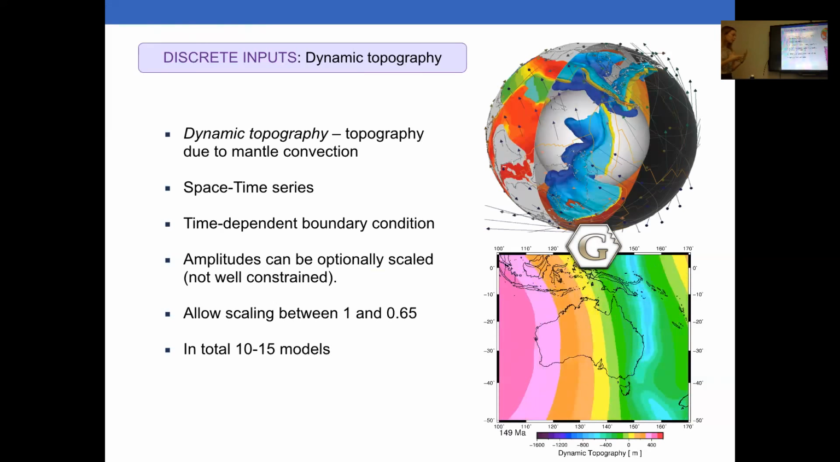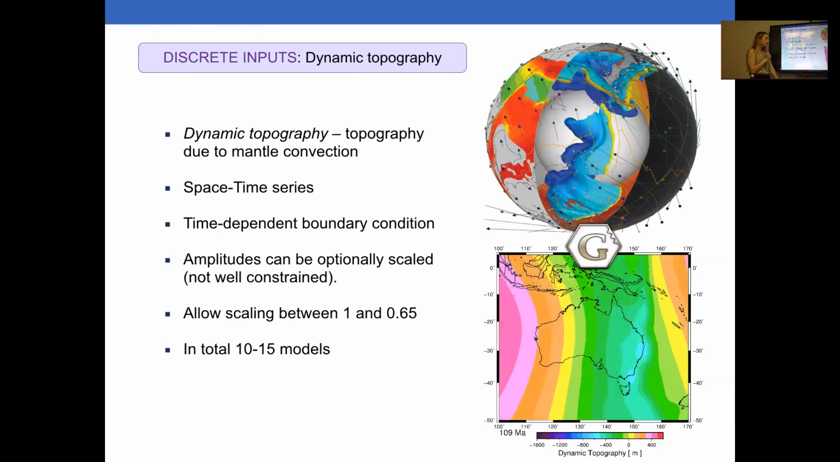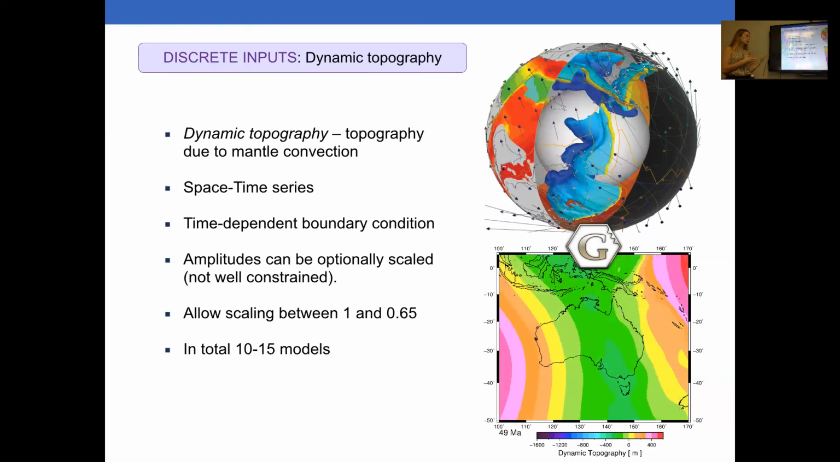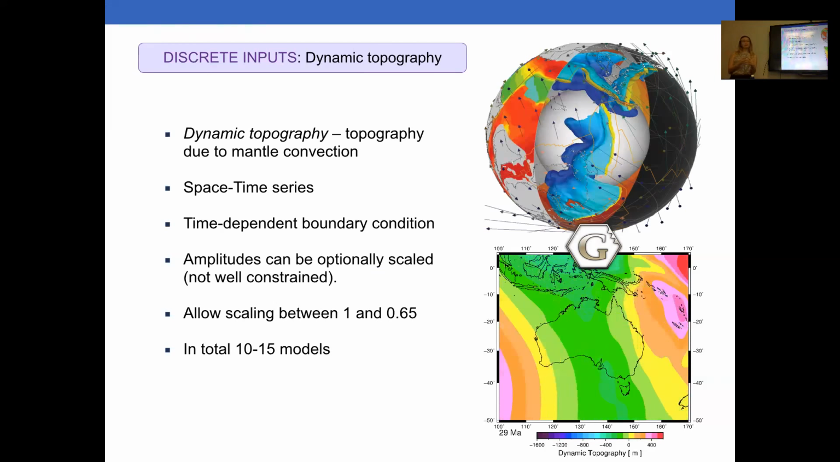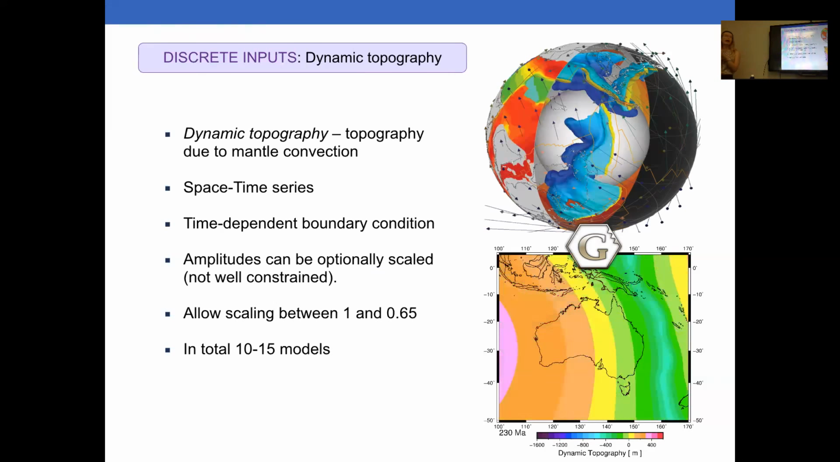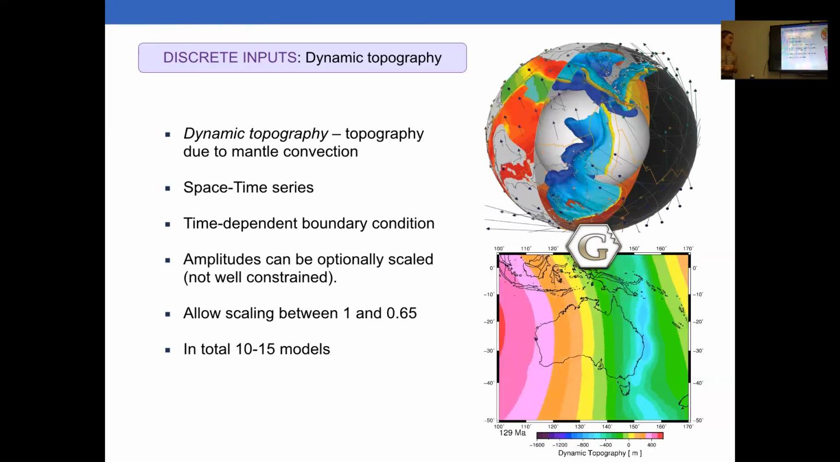And as an example, we have a model of dynamic topography down in the right corner, whereby we see the topography depicted through the different colours, ranging from minus 1600 metres to positive 600 metres. And these amplitudes actually themselves are not that well constrained. And so we also have the option of scaling these amplitudes in the models between 1 and say 0.65, which we actually did in this study, and we'll see that a bit later on.